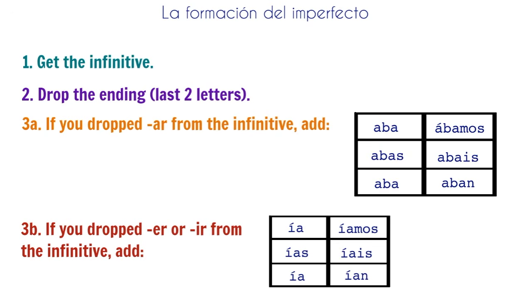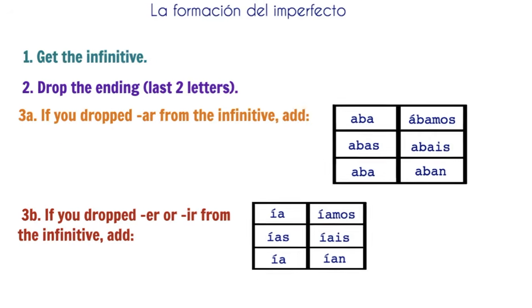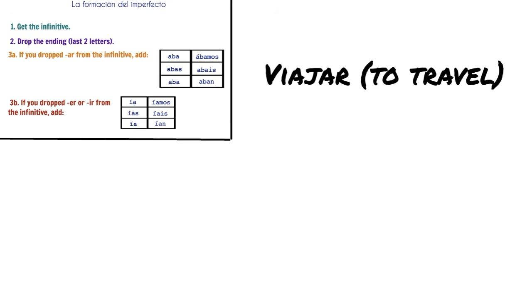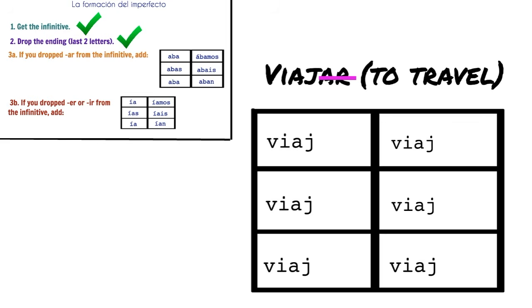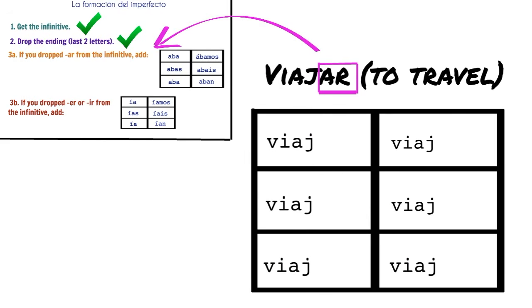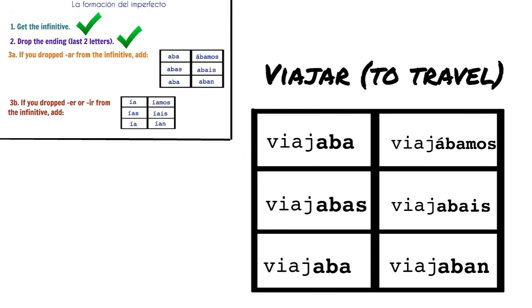Just a reminder, what you see in these charts are endings. They are not words yet. They will be added to the stem, which is what you formed in Step 2. How about an example? Viajar means to travel. That's the infinitive already, so Step 1 is done. Step 2, drop the last two letters. Dropping AR gives us the stem viaj, ending with the letter J. Now for Step 3. Since we dropped AR from the infinitive, now we follow Step 3A, adding those endings to our chart. And we're done.